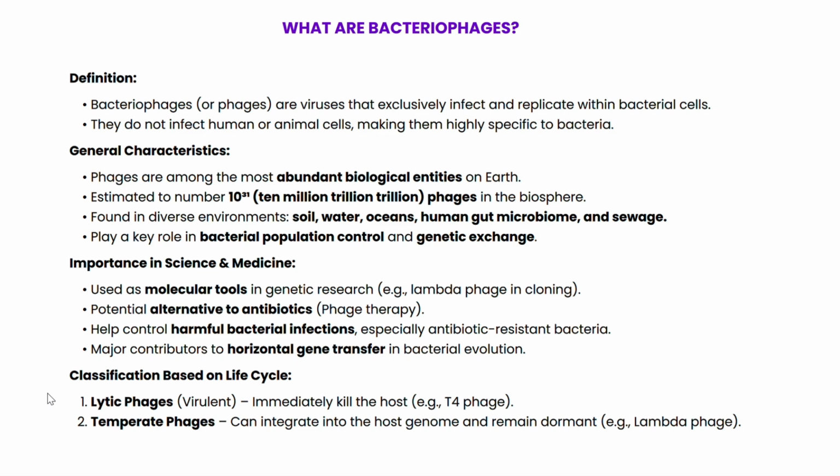Second one is temperate phages. Unlike lytic phages, temperate phages like Lambda Phage can choose between immediate destruction or integrating their DNA into the bacterial genome. This allows the phage to stay dormant and reactivate later under stress conditions.